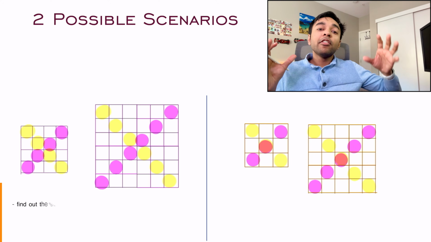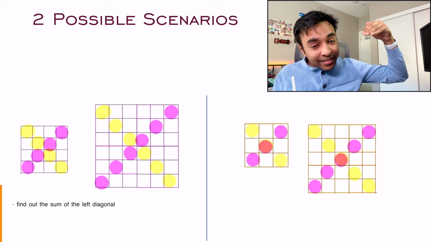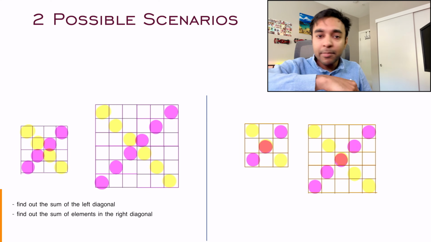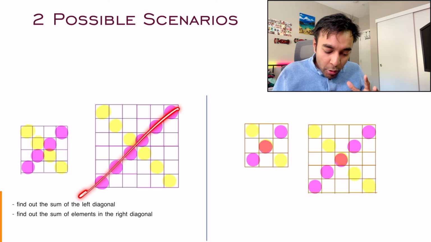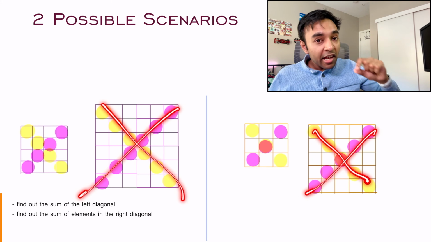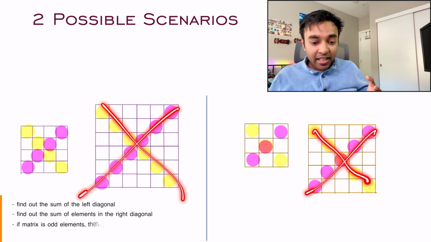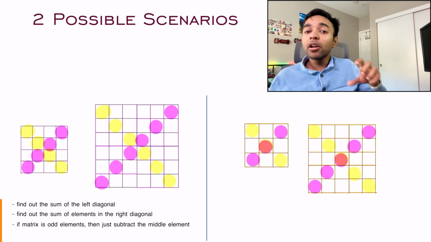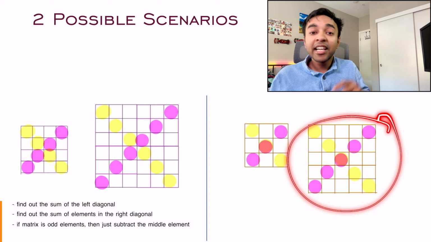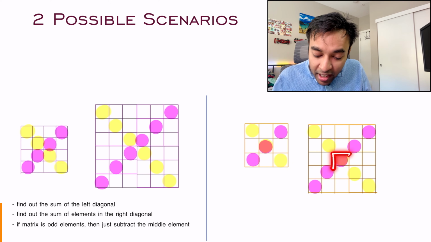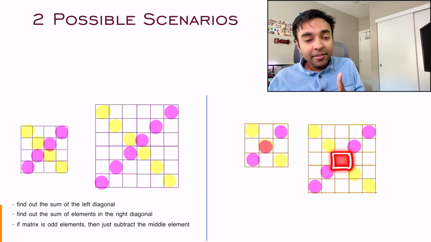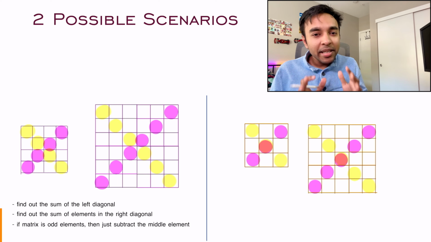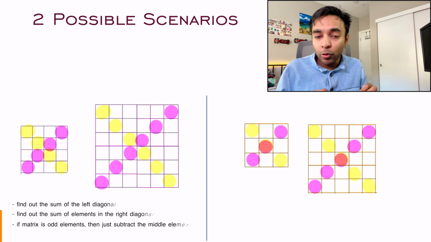So basically the idea is, find out the sum of all the elements in the left diagonal, then find out the sum of all the elements in the right diagonal. Now you have this total sum, correct? If your matrix is even numbered, then don't do anything and this is your answer. But if your matrix has odd number of elements, then just subtract the middle element. And that's it. That will be your answer. Now, this is a pretty basic concept and we will soon be writing code for it.